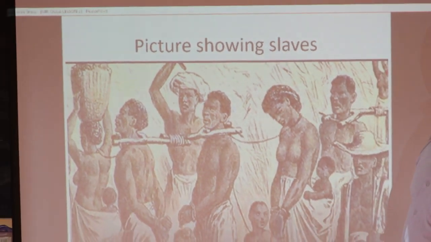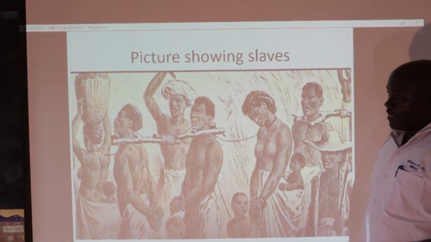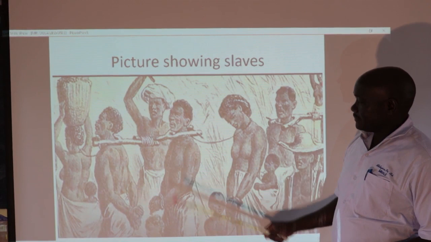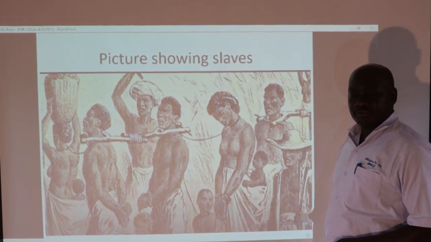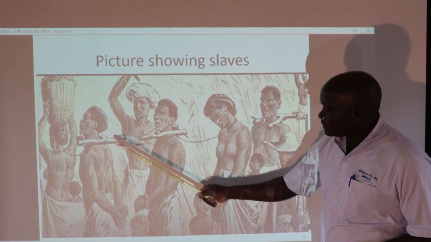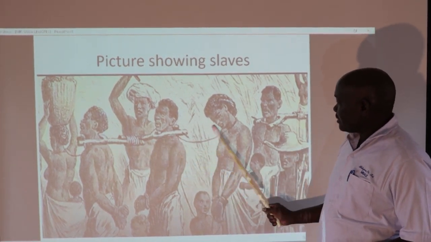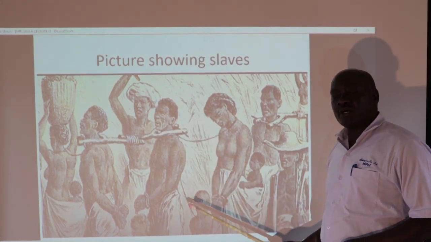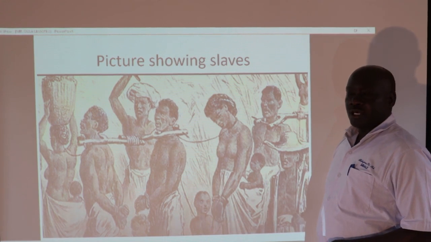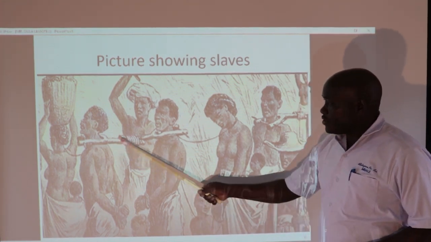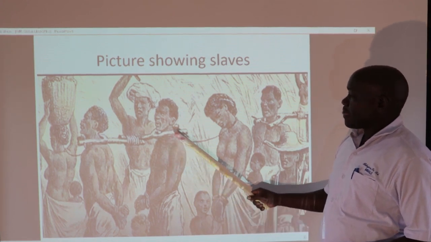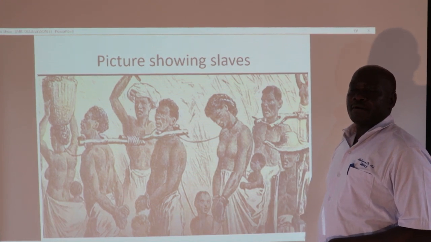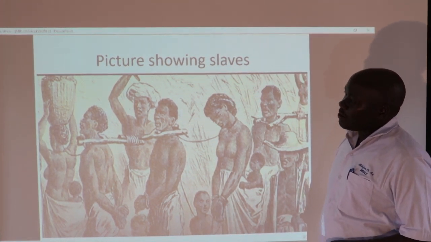Now, when you look at these pictures, these are human beings. But they were tied as they were moving. You can see the sticks, and they were tied. That's why we say it was inhuman. These people were treated as if they were not human beings. As you move, they have tied your leg, they put the two sticks, and they tie, so that as you are moving, there is no way you can run. So it was a bad act.